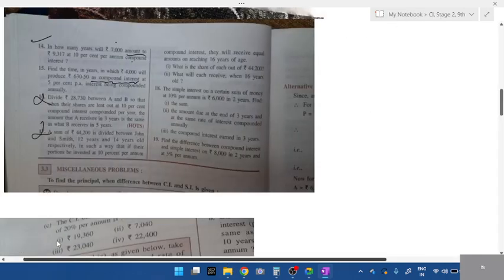Next question, we'll do the next one. I want you all to answer the next one. Tell me the 15th one, students. Find the time. We need to find time in which 4000, what is principal? What is given? It produces 630.50 as compound interest.